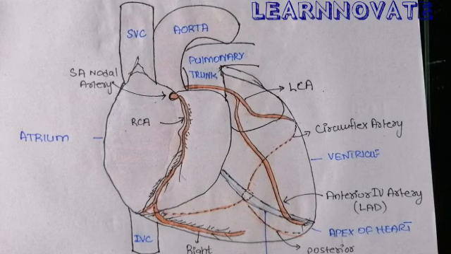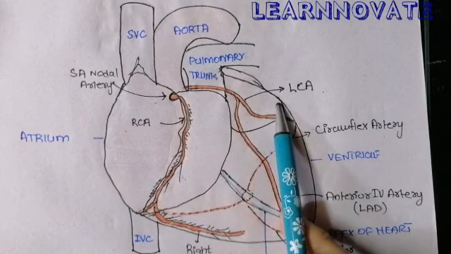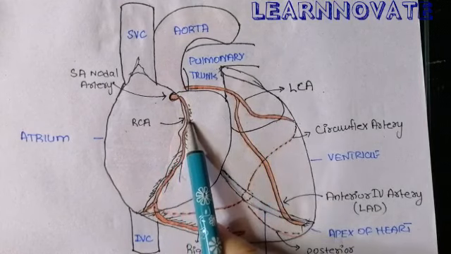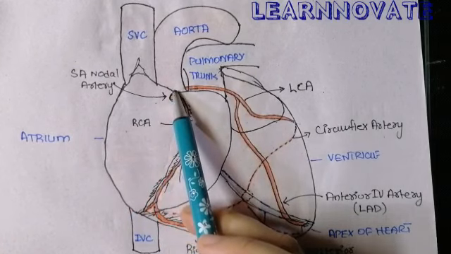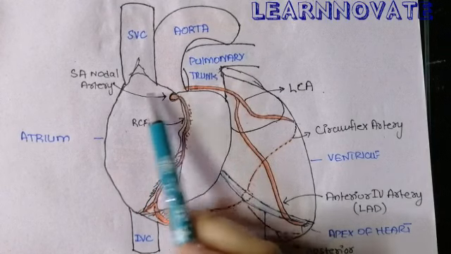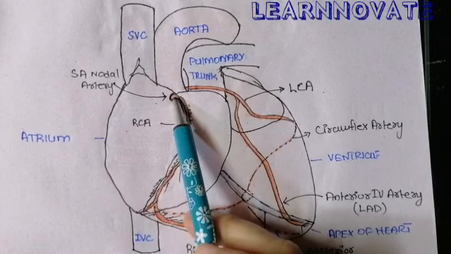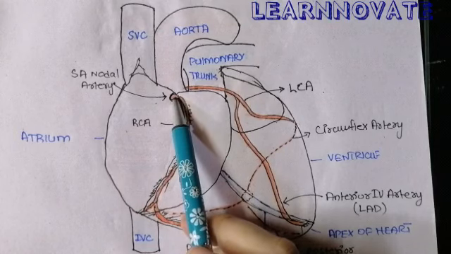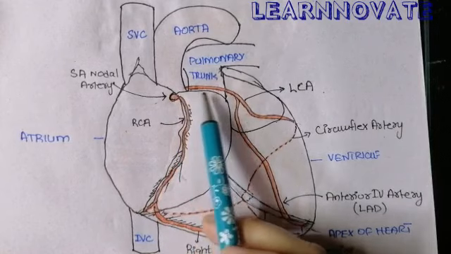Now, we can see the two major arteries that supply the heart, that is the right coronary artery and the left coronary artery. First, we are going to discuss the right coronary artery and its branches. The right coronary artery arises from the right aortic sinus. From the right aortic sinus it first gives a branch, the SA nodal artery. This SA nodal artery is dominant in 60% of cases, and it supplies the SA node and the pulmonary trunk.